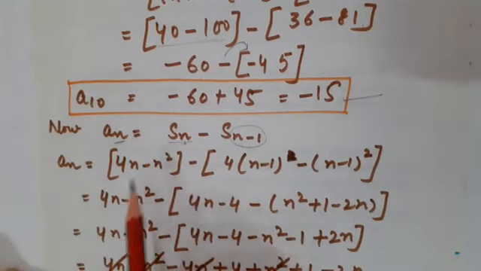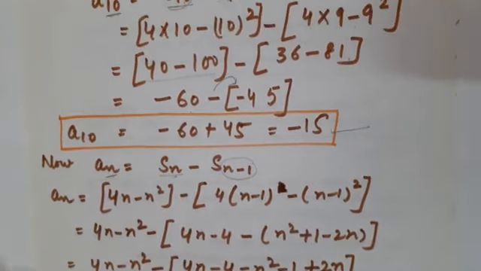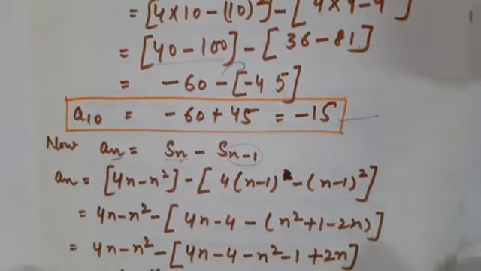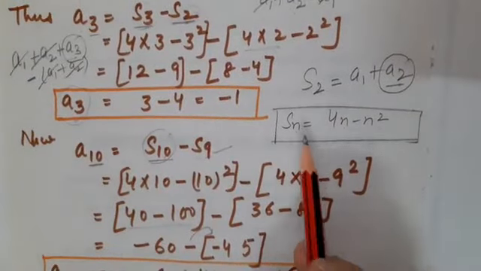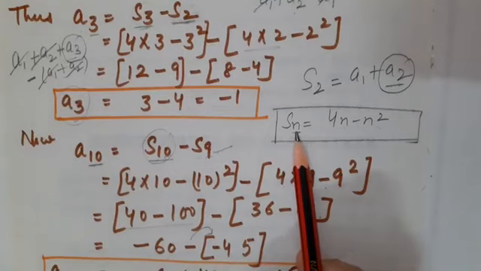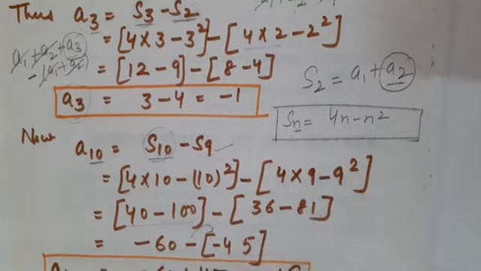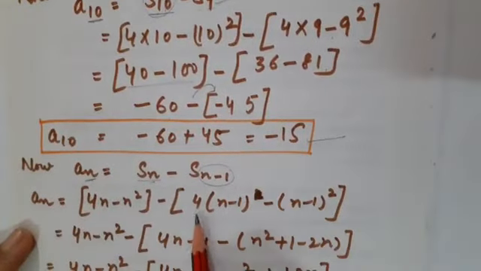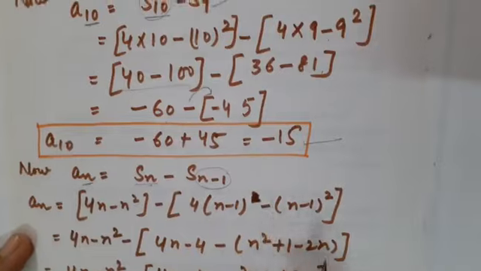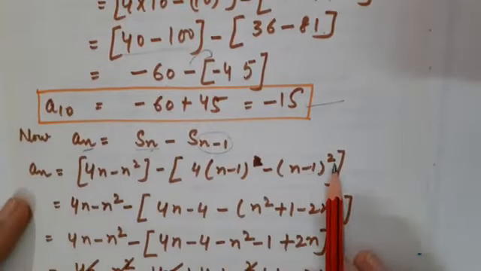This has been given. That is 4n minus n square. Children, now I will have to calculate Sn minus 1. So how will I calculate Sn minus 1? Wherever I had n, there I am going to insert n minus 1. It would become Sn minus 1 is equal to 4 into n minus 1, minus n minus 1 whole square.